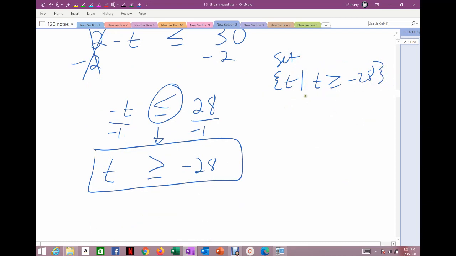Interval notation. Well, it's bigger than, so I know I'm shooting off to infinity. Negative 28 is where we start. I include negative 28 because it's equal to, and so the interval notation is I can plug anything between negative 28, including negative 28, up to infinity, and it'll make the equation true.